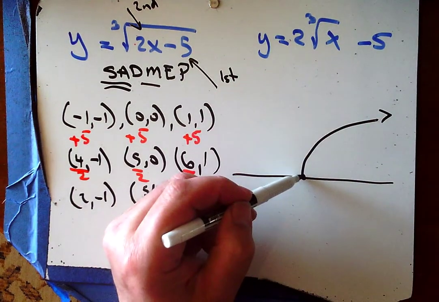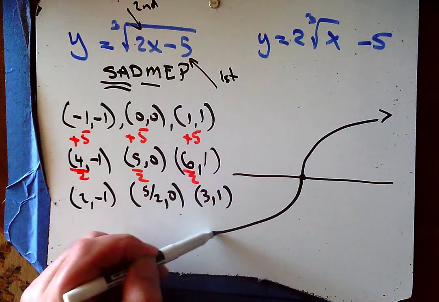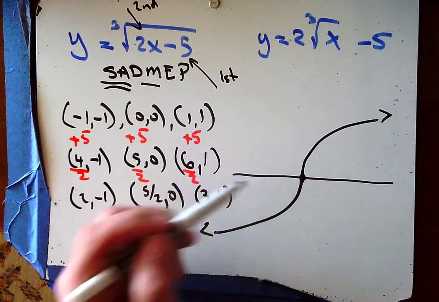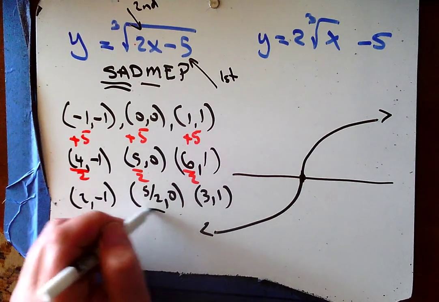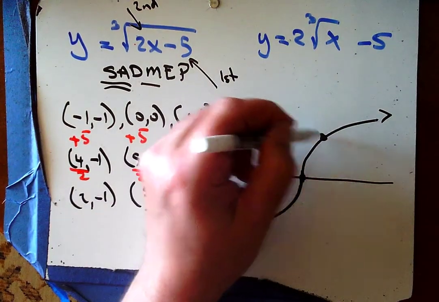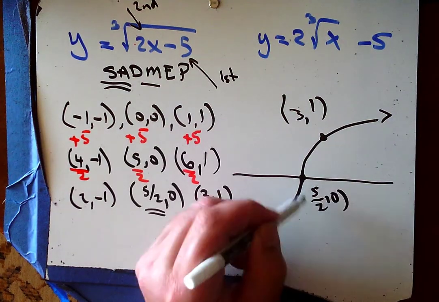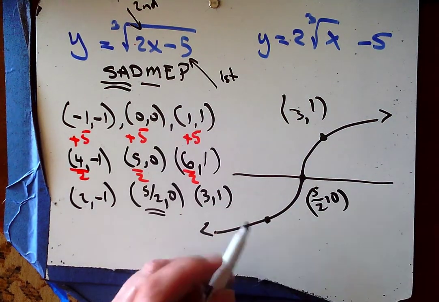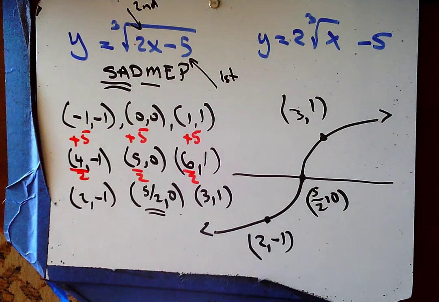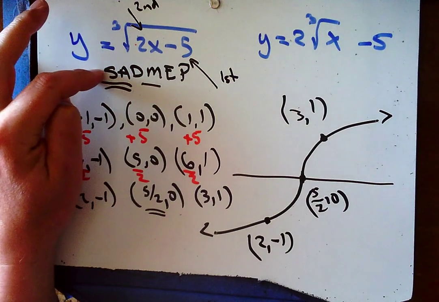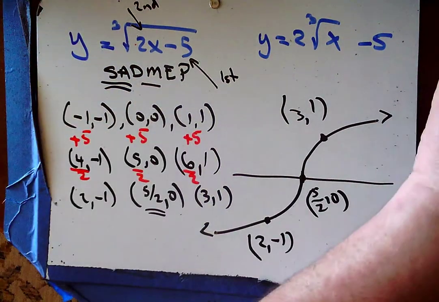It looks like square root over there and negative square root over here. And this should be vertical here at that inflection point, that middle point. So we've got 3, 1. We've got 5/2, 0. And down here we have 2, -1. Okay, so when we're carrying out 2 x transformations, SADMEP tells us the order in which to do those transformations.